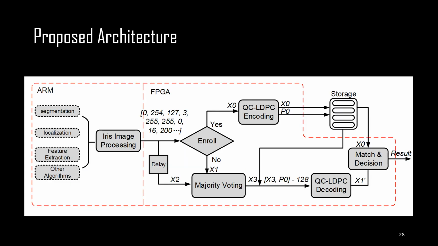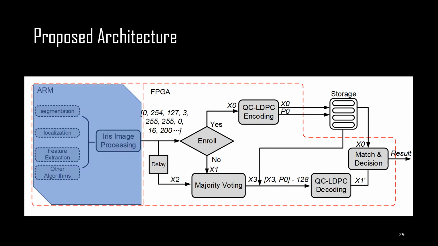In this slide, we propose our architecture. It is based on a hybrid FPGA SoC chip, which can embed hardcore processors to execute traditional image processing algorithms, and meanwhile provide programmable logic, or PL. So we leverage the PL to implement the QC-LDPC encoder and decoder, and some other supporting modules.